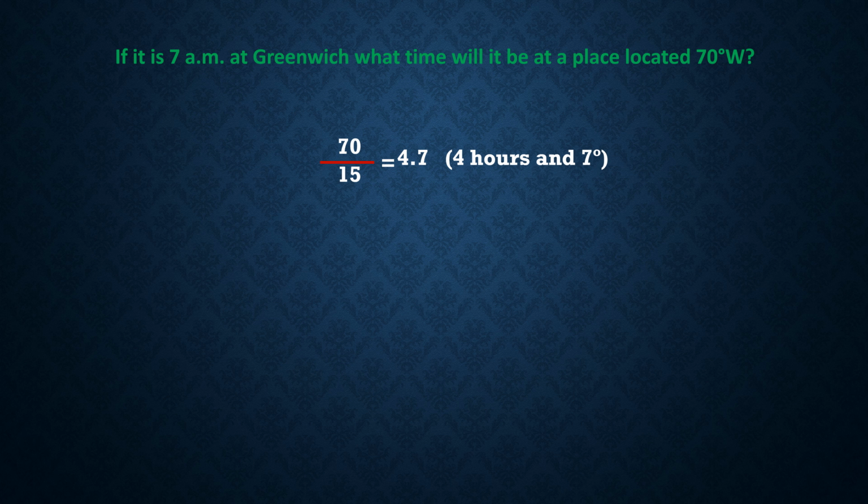If we get 6.9, it is 6 hours and 9 degrees. However, in this case where we had divided our 70 by our 15, we get 4.7. Now the 4.7 becomes 4 hours and 7 degrees. We have to do it this way in order to properly work out our time. Therefore, we are now going to take our 4 and subtract it from our 7 a.m., which will give us 3 hours.